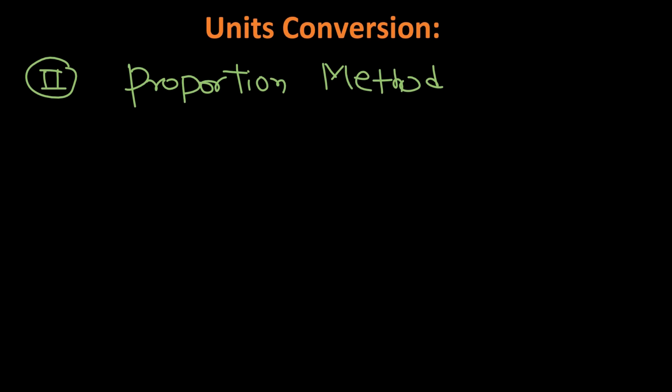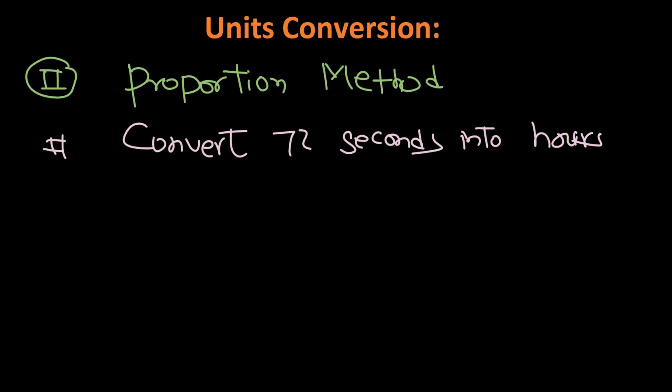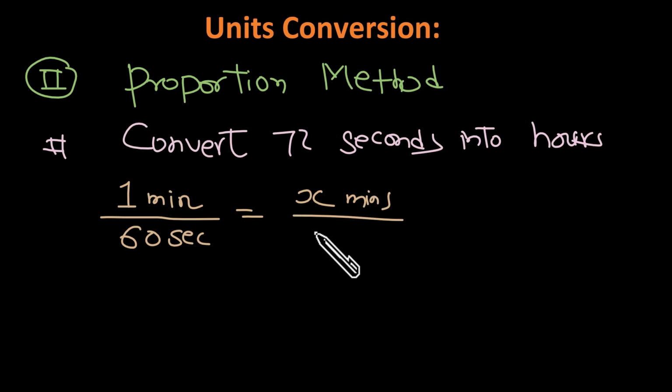To use this method, you'll still need to know the conversion factor, but instead of multiplying and dividing, you'll use the conversion to set up a proportion and solve for the unknown. Now let's do the same problem using this method. Let's convert seconds to hours first. We know that 1 minute is equivalent to 60 seconds. So if 1 minute is to 60 seconds, how many minutes is equivalent to 72 seconds? Solving for x will give you the answer to that.